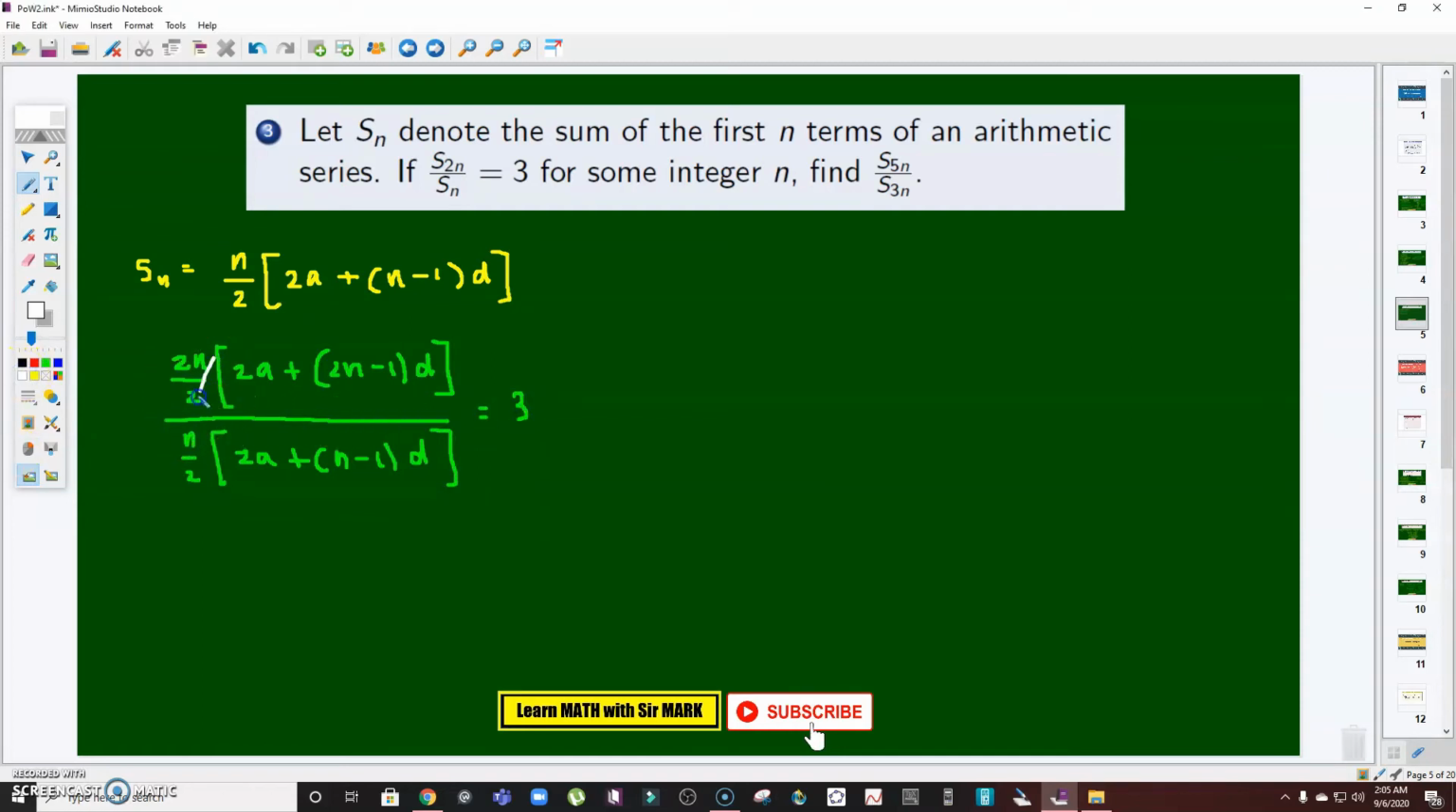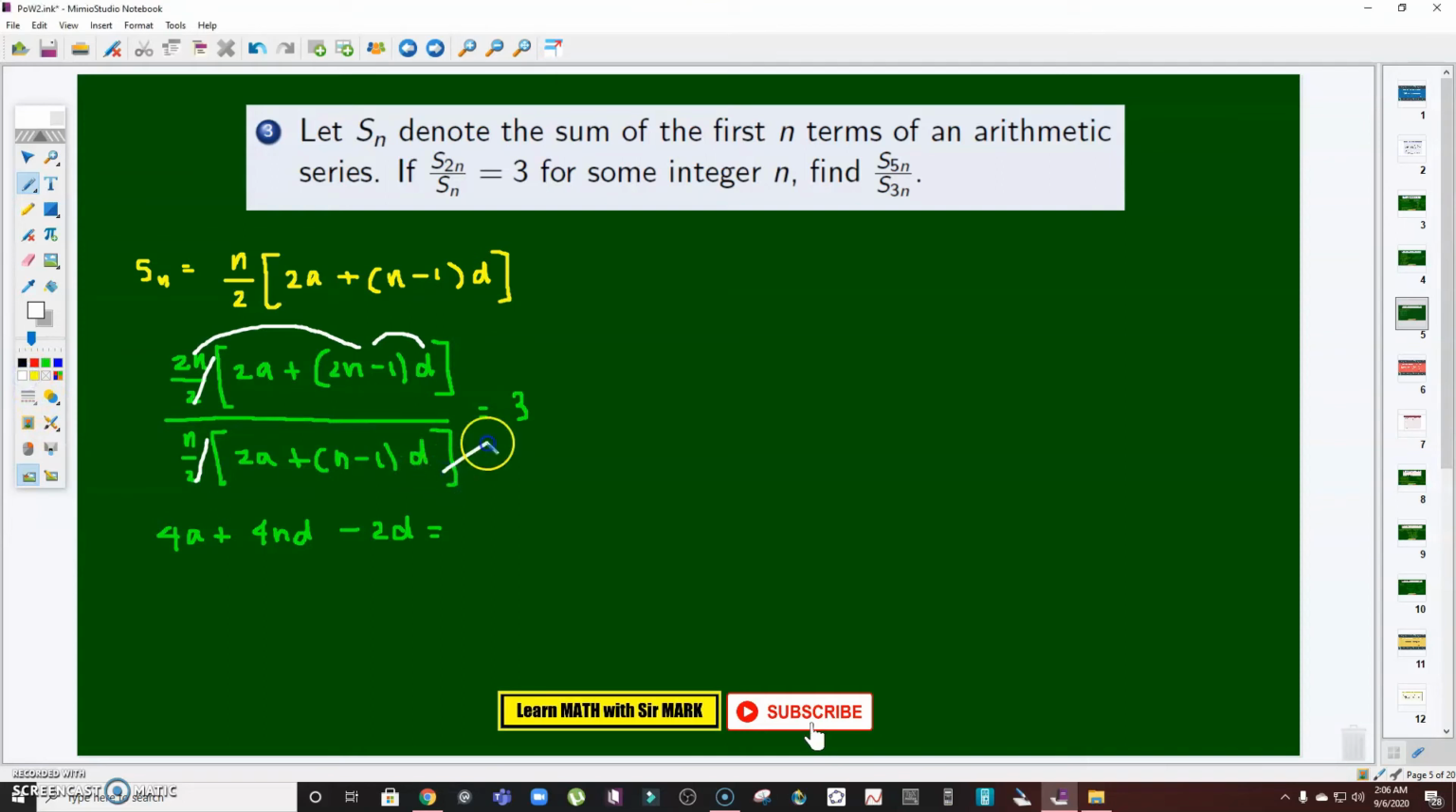Clearly, the n over 2 cancels. So what will be left is this. I'll distribute 2, so that becomes 4a plus 4nd, then negative 2d on the left side of my equation. Once again, I distribute 2 and d to this one, so that gives me 4nd and negative 2d. Next.